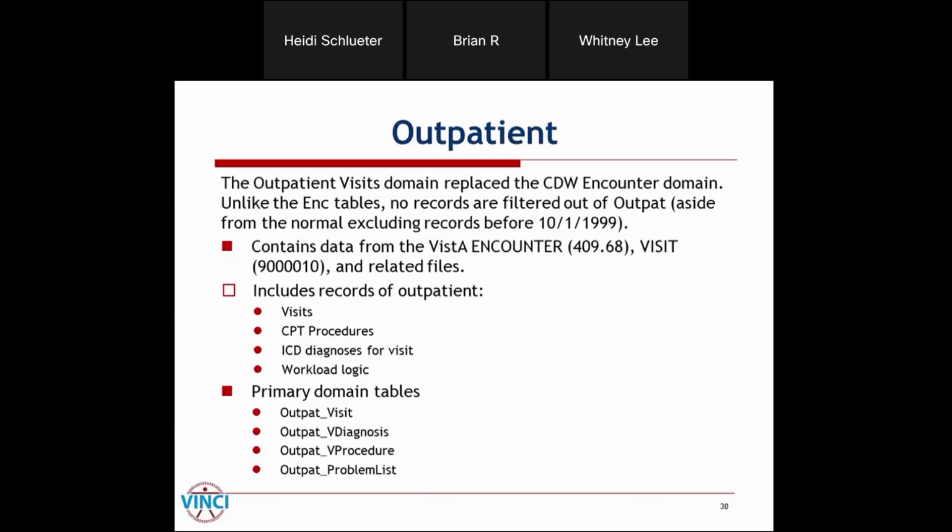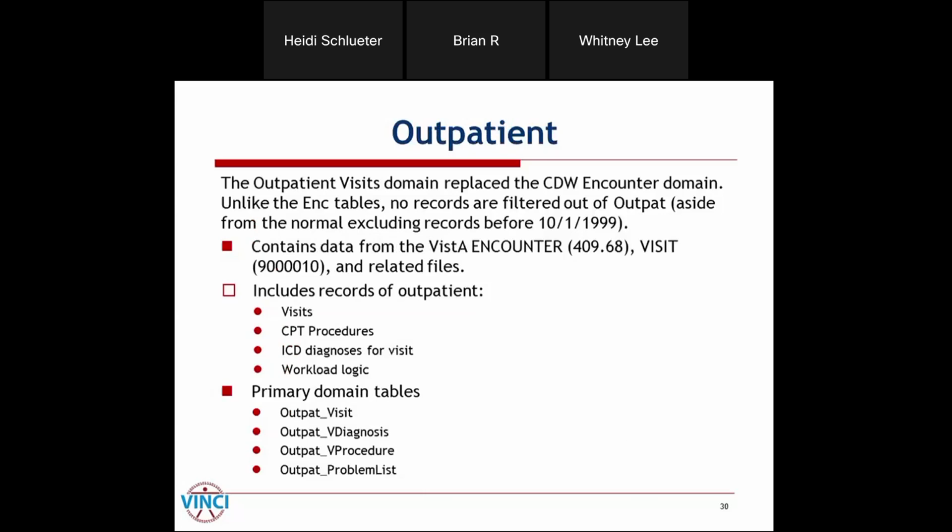The outpatient domain in CDW, this is the outpatient visit domain, and it replaced the old CDW encounter domain. Unlike the encounter tables, no records are filtered out of the outpatient domain, aside from any normal exclusion of records before October 1st of 1999. And this pulls data in from the Vista encounter file and the Vista and other related files.